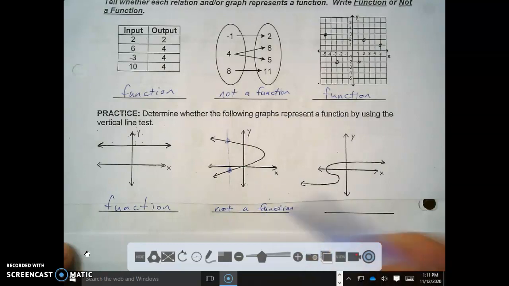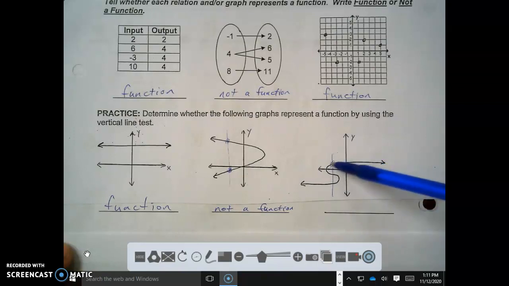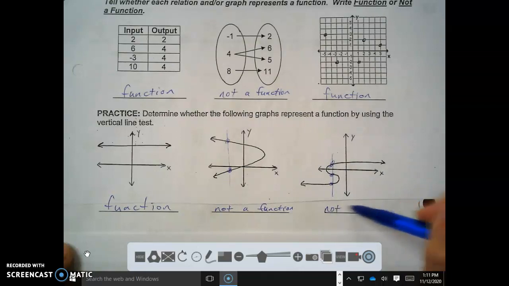All right, and finally, if you think, well, a vertical line can only go through it once. Well, what about over here? A vertical line can go through it more than once. See there, there, and there. That makes it not a function.